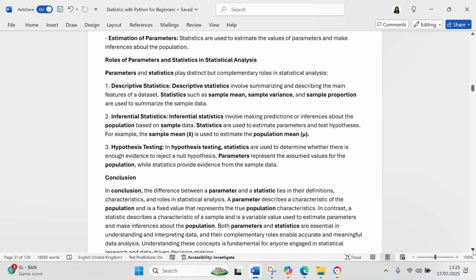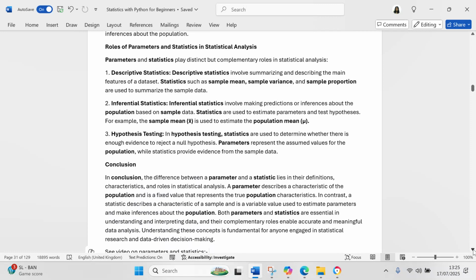So we'll talk about the roles of parameters and statistics in statistical analysis. Parameters and statistics play distinct but complementary roles in statistical analysis. Descriptive statistics involves summarizing and describing the main features of a data set. Statistics such as sample mean, sample variance, and sample proportion are used to summarize the sample data.